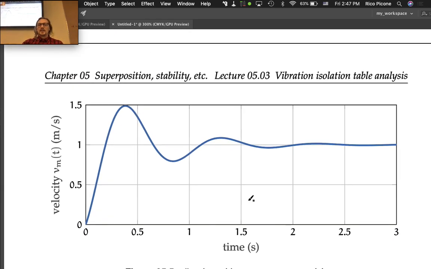Well, if you pretty it up a little, which is what I did for these notes, this is the response. So if you put in a unit step velocity to this system, you're going to have this response, where the velocity of the mass is going to shoot up and end up going faster than 1 meter per second for a little bit, and then it's going to oscillate and go slower and then faster.